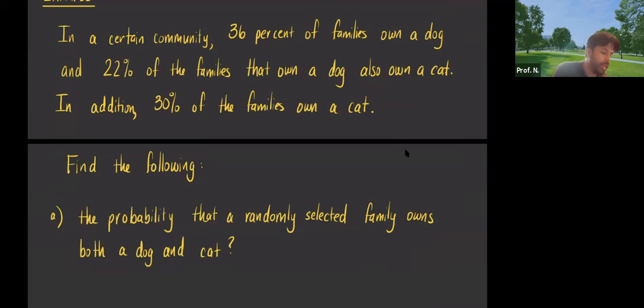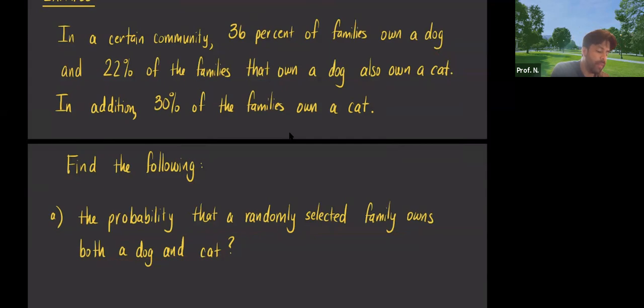Okay, so we have 36% of families own a dog. 22% of the families that own a dog also own a cat. 30% of all families own a cat. And the probability is, if you select a family, what probability is it that the family owns both a dog and a cat? So this is something that we've seen in the previous lecture. I think we've done actually a little bit harder example last time. So this is a typical conditional probability problem.